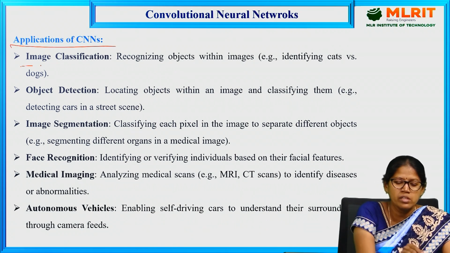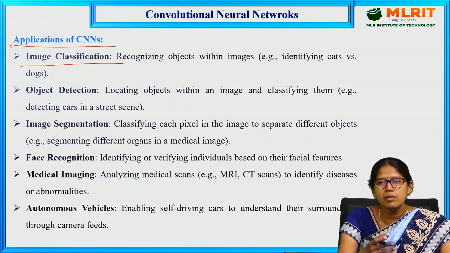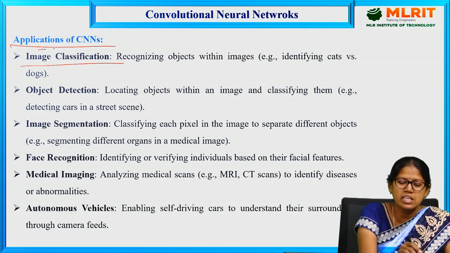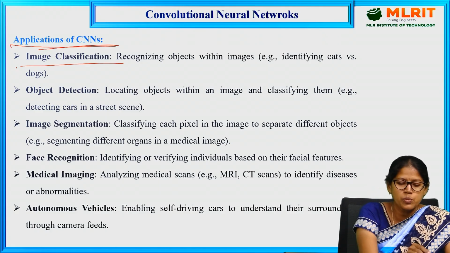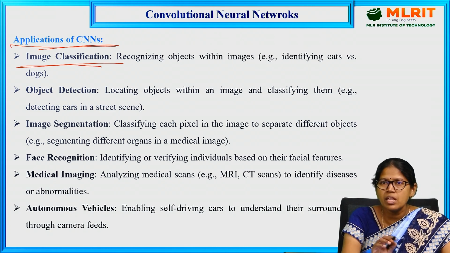So the first one, image classification. Here CNN is used for classification mainly using images. Traditional neural networks also do the same, but if you give a large amount of pixels, then the performance is a little bit slow. That's why CNN is used here. So it recognizes the objects within the images, and they will be classified. Okay, it is a cat, or it is a crow, or it is a sparrow.